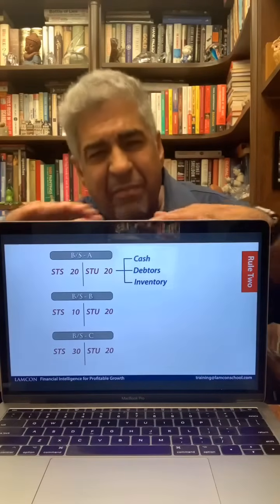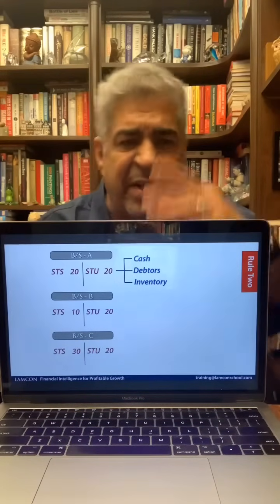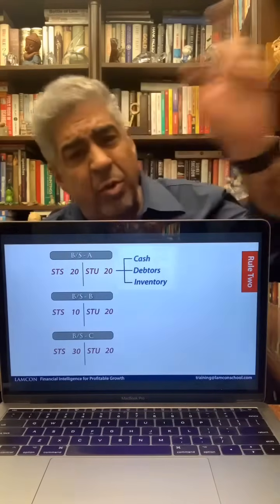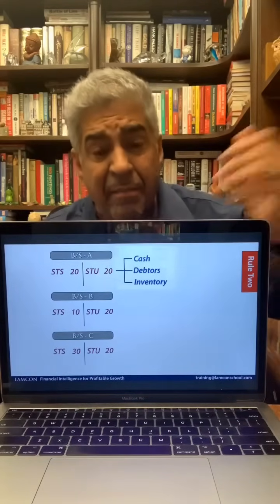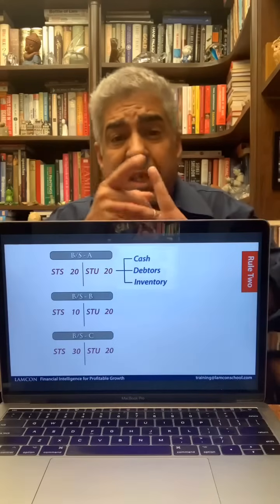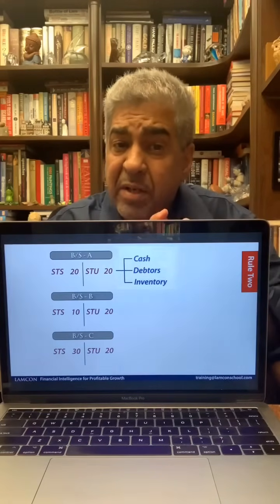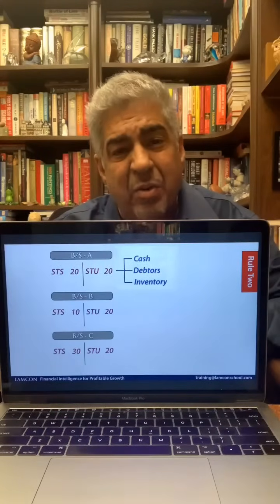Let's give them a level playing field right now. Right hand side we have debtors, left hand side we have creditors. You are supposed to collect from debtors and you can use that money to pay creditors, right? Manish can use cash to pay creditors. Manish can use debtors to pay creditors. Can Manish use inventory to pay creditors?